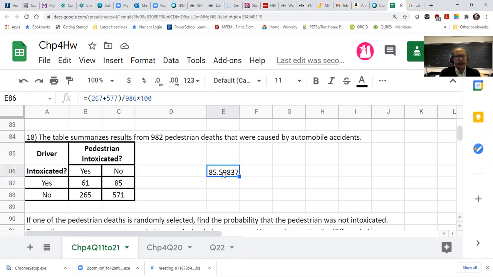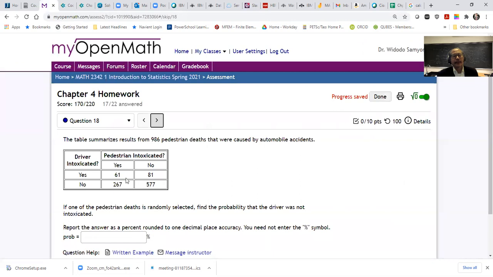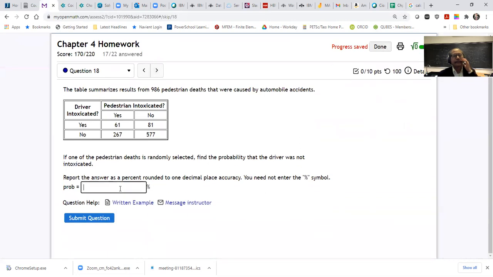You can simply copy it and then paste it to here. Okay. How many decimals do you put? One decimal. So the answer will be 85.6.